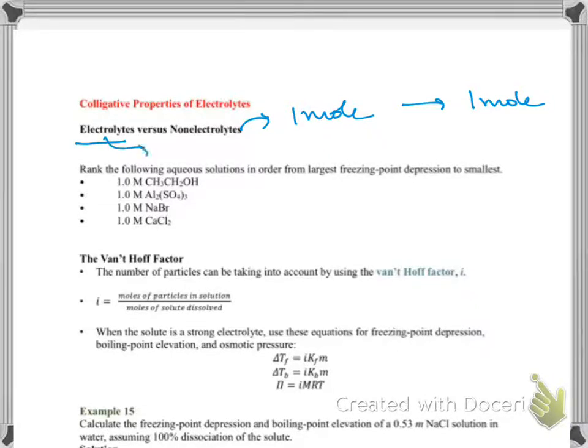Electrolytes, if it's an ionic compound, most of the electrolytes are ionic compounds, they dissociate into ions upon dissolving or ionizing in aqueous solution. For example, if you are adding 1 mole of sodium chloride, then 1 mole of sodium chloride dissolves as 2 moles of particles.